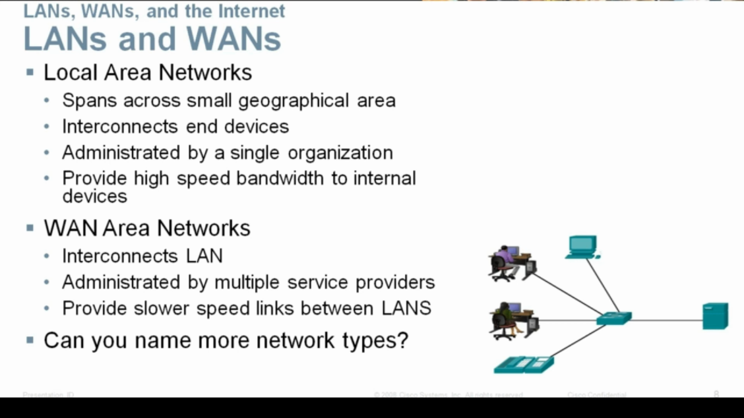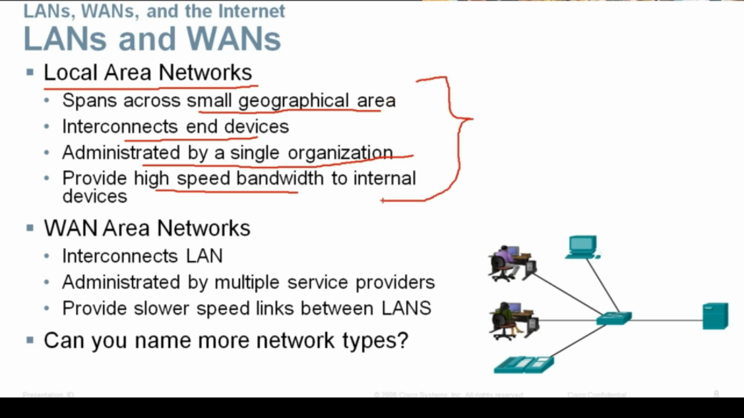What is LAN, WAN and internet? So LAN, as I mentioned, is a local area network. It spans a small geographical area. It interconnects the end devices administered by a single organization and provides very high speed bandwidth to the internal devices. So if you want to connect various computers within your organization, then definitely you have to go for a local area network, which is very fast, local and limited to a small geographic area.